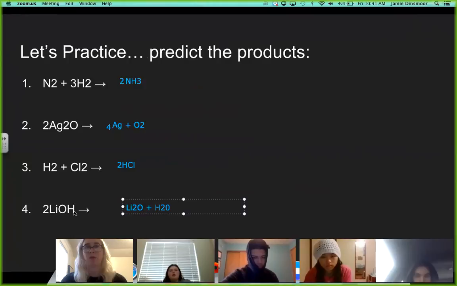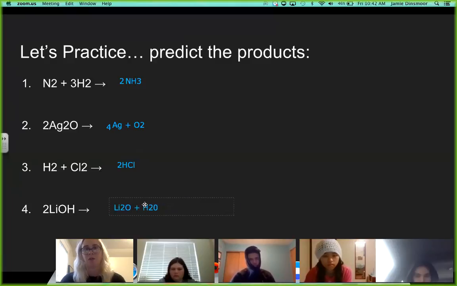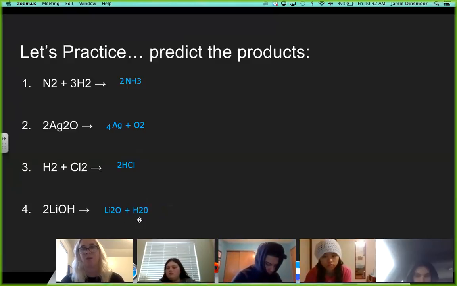And if we look for balancing here, I see 2 oxygens, 2 hydrogens, 2 lithiums. On this side, I see 2 lithiums, 2 oxygens, 2 hydrogens. So that one is balanced. So then there we go. That is our decomposition reaction of lithium hydroxide. We get lithium oxide and water.